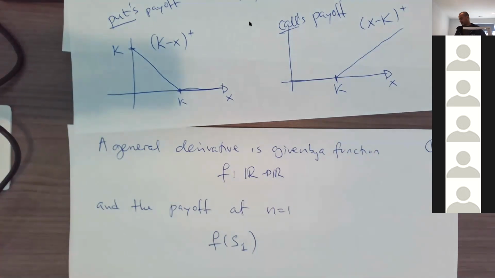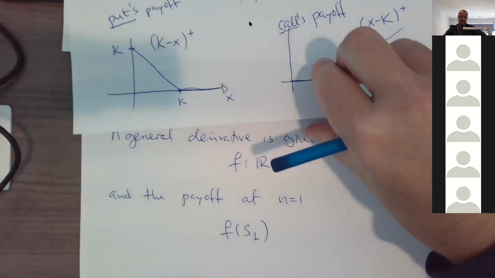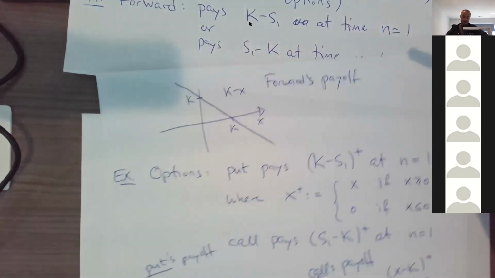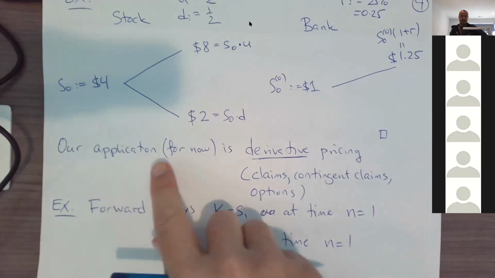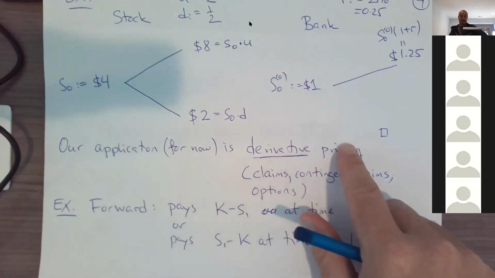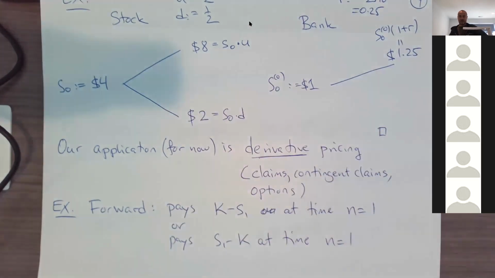Okay, so I think it's time to take a break. What we're going to be doing, starting around 10 o'clock, is computing prices of these derivatives. That's our main application. This is derivative pricing. We want to figure out, given you have this model, what's the price of an option, what's the price of a call or put, forward, and so on. Okay, so I say take a 10-minute break.